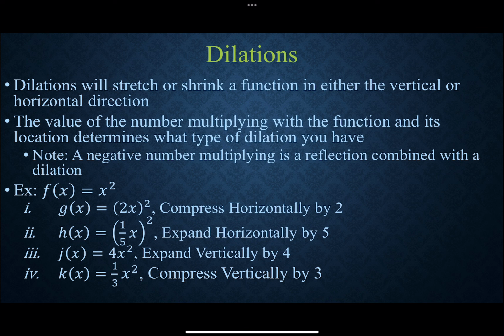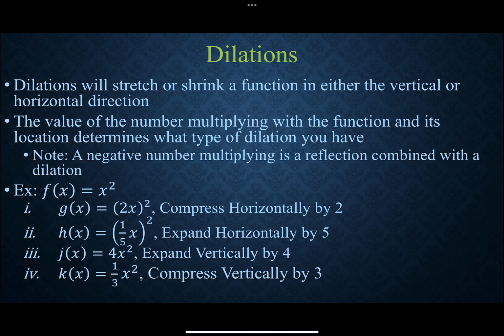All right, continuing with the theme, if we are inside, we're talking about a horizontal type of transformation, so 2 times x inside of being squared. If it's an integer, we're compressing it horizontally by that number, so by 2. Whereas if it's a fraction inside, then we're expanding it horizontally by the reciprocal, so by 5 is what we would say. If it's multiplying outside of the thing, so the 4 is not being squared, the 1/3 is not being squared, whereas the 2 and the 1/5 were in the previous problem, we are expanding vertically when it's an integer and compressing vertically when it's a fraction.